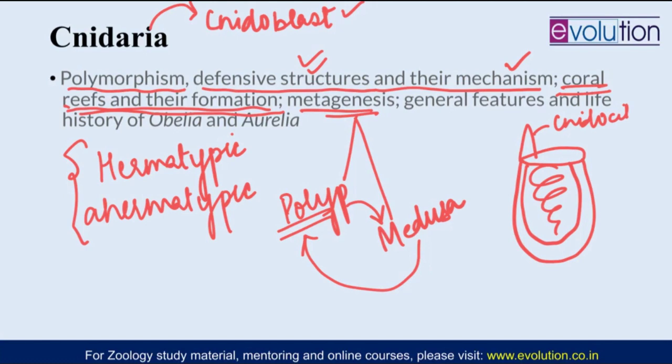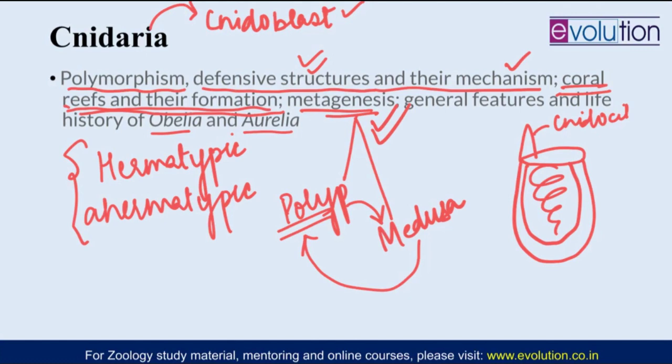Then there are two specimens you have to study. One is Obelia, which belongs to the class Hydrozoa, and the other is Aurelia, which belongs to class Scyphozoa. You have to deal with their life cycle in detail, and with that you have to understand what metagenesis is, which is alternation of generations, or alternating in the life cycle between polyp and medusa stages. That has to be dealt with in detail.